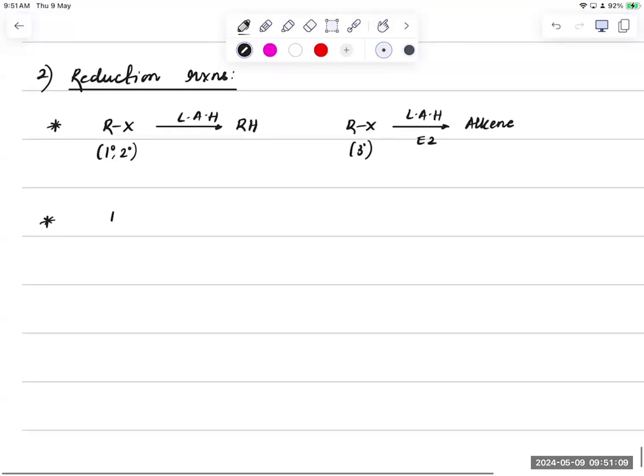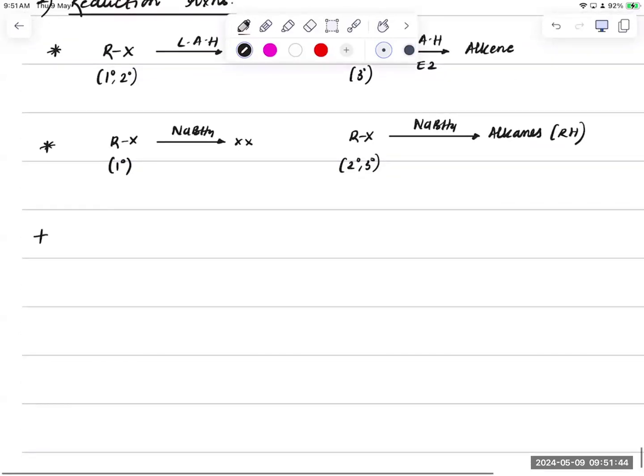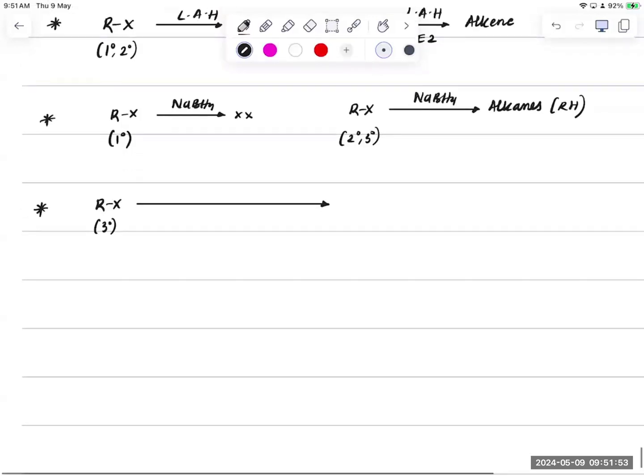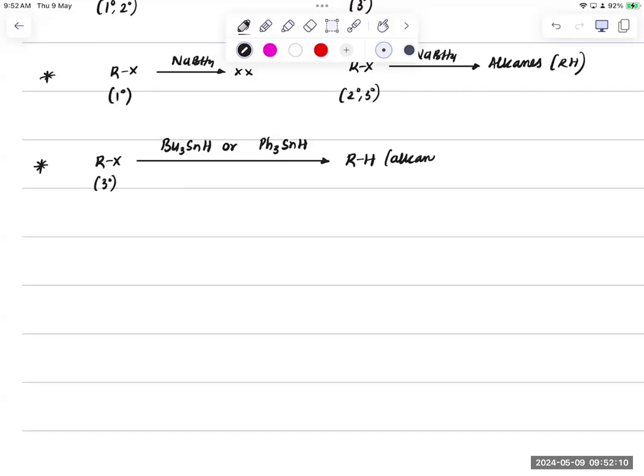If you have RX with 1 degree only, and it is NaBH4, no reaction will take place. If it is 2 degree and 3 degree with NaBH4, then it will give alkanes, that is RH. Next, exclusively if you have 3 degree alkyl halide, and you treat that with Bu3SnH or Ph3SnH, tin hydride, that will give you alkanes. Specifically, this is used for 3 degree only.